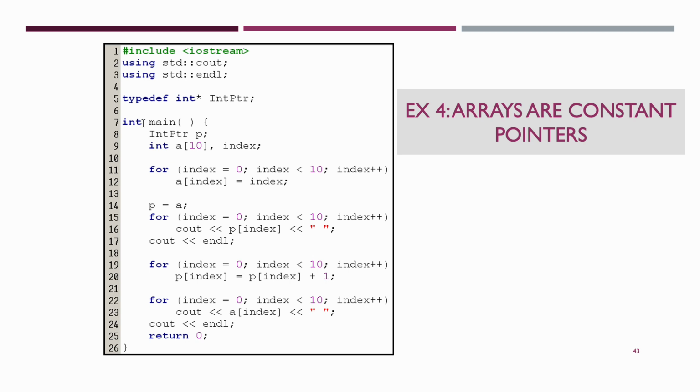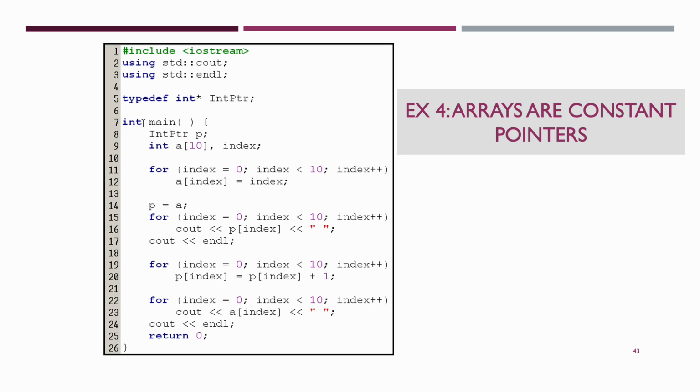Okay, so we'll see an example here. This example illustrates how arrays behave as constant pointers. Here we declare p as a pointer to an integer using the type definition alias integer PTR, and then we also declare an integer array a with 10 elements and an index variable for looping. In this loop, we initialize each element of the array a with its index value. After this loop, a will contain values from 0 to 9.